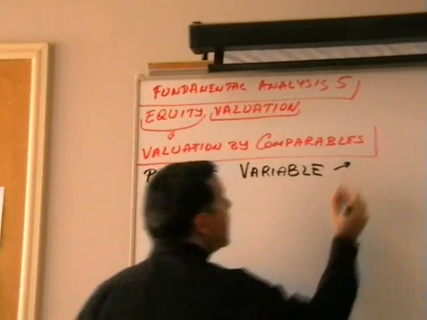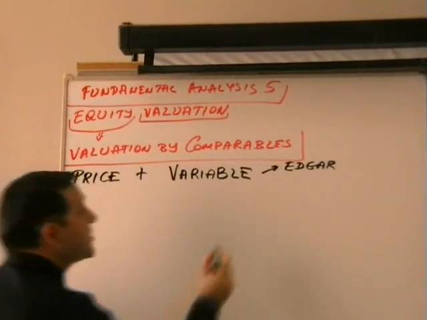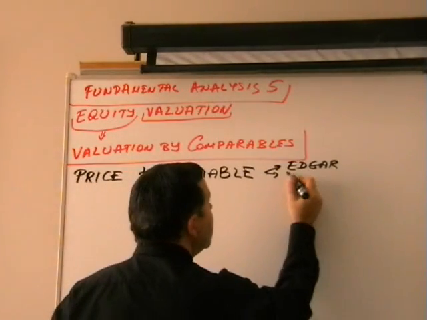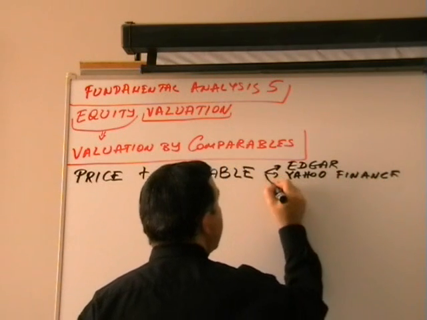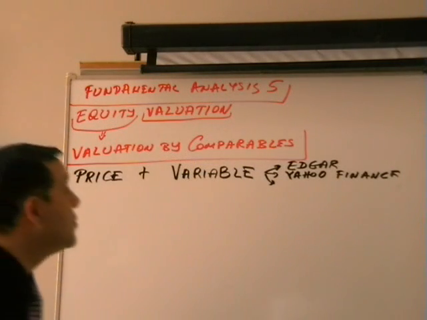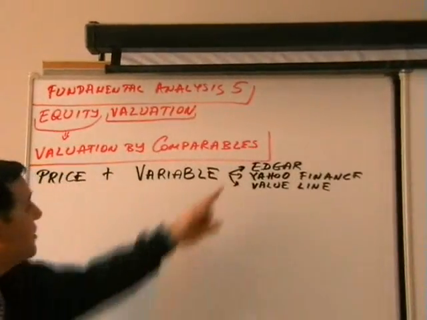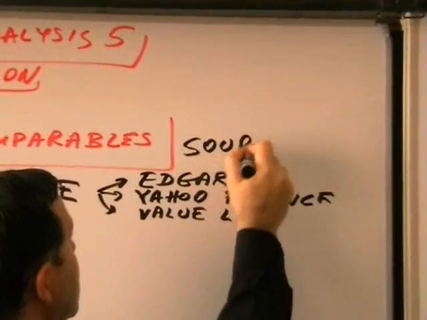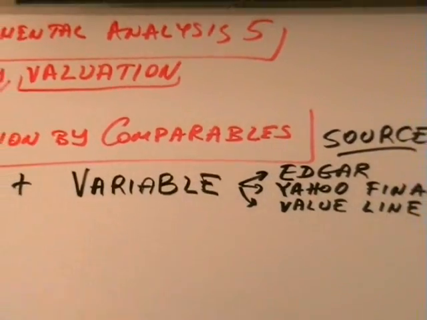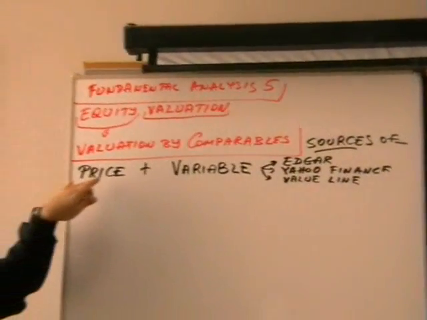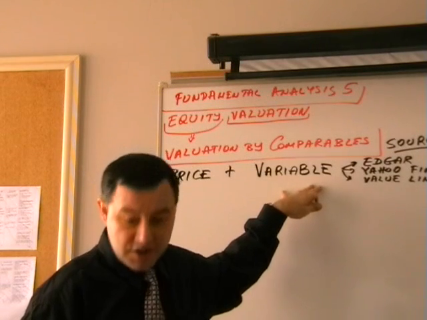Now, where do you look for the variable? Back in the good old days, well, it's even today, there is a database called Edgar, which I will not discuss. Now, or at least I've been using it for a long time, is Yahoo Finance, and back in the old days people liked to use Value Line. So what these three represent is the sources of information, sources of data. Alright? So what we're trying to do here is basically compare the market price to some company variable, which is typically coming out of a statement or some other statistics.